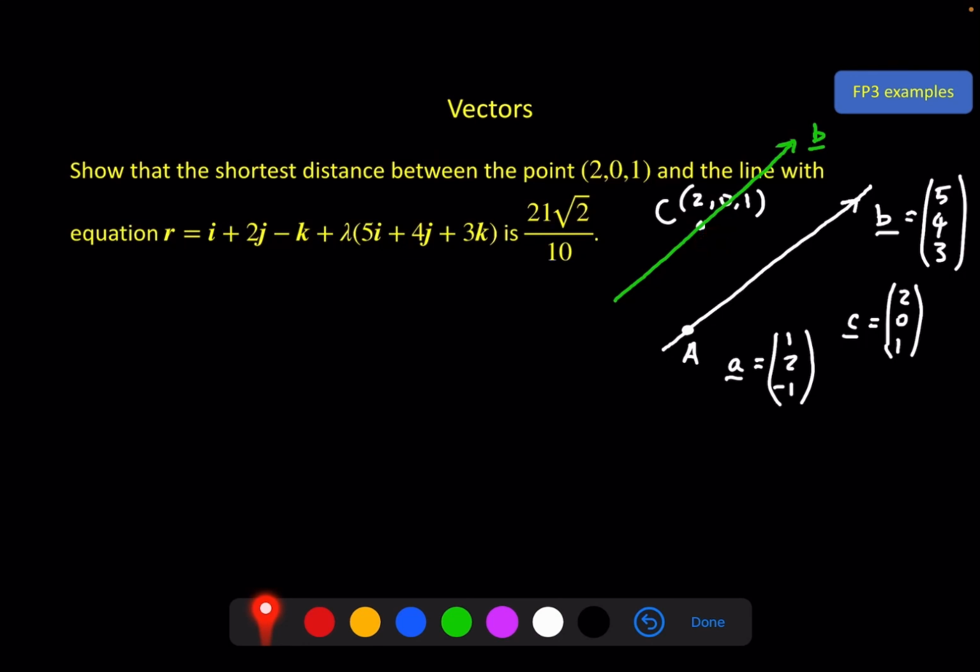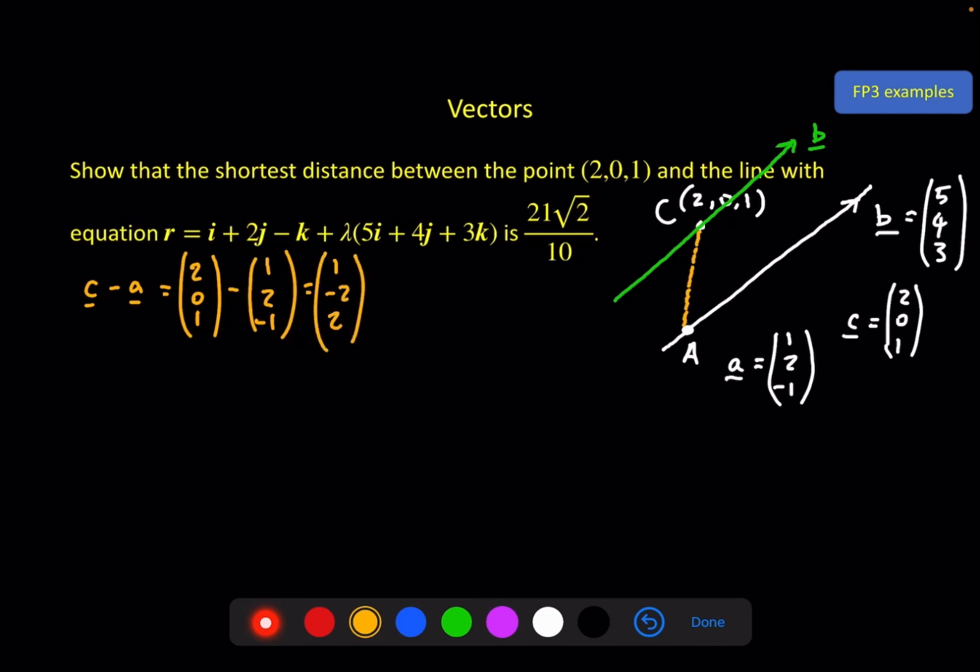So now we apply our process. I want to find this distance here, the magnitude of C minus A. So we've got C minus A. Obviously, as a magnitude, you could do this the other way around. You could do A minus C as well. 2, 0, 1 minus A, 1, 2, minus 1, gives us 1, minus 2, and 2. And the magnitude of that is 3 units.